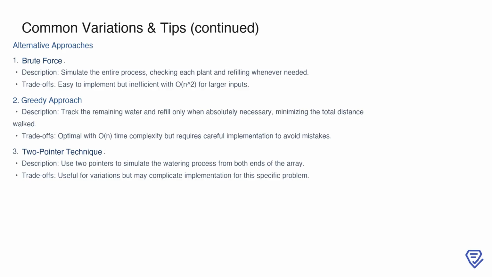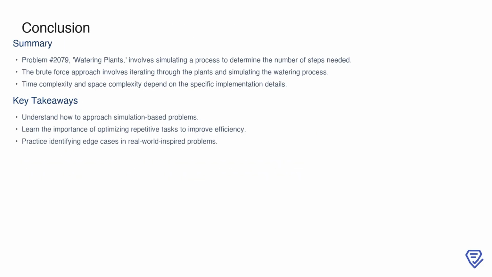However, it does require careful implementation to avoid common pitfalls. Another potential strategy is the two-pointer technique, which simulates the watering process from both ends of the array. While this can be useful for variations of the problem, it might complicate the implementation unnecessarily for this specific scenario. Each approach has its trade-offs, so understanding their strengths and weaknesses is essential for choosing the right one in different contexts. Great job making it to the end.